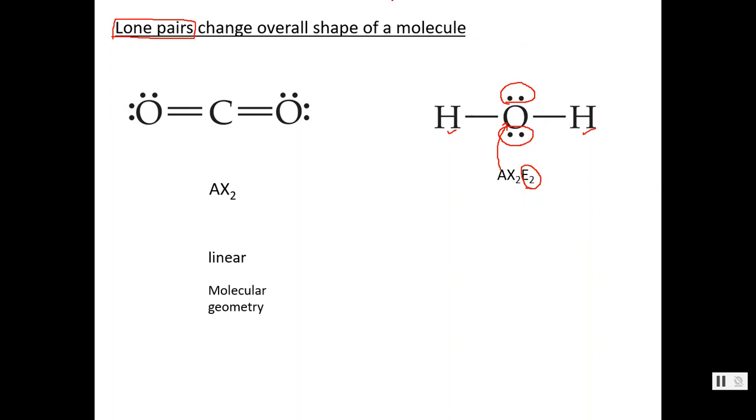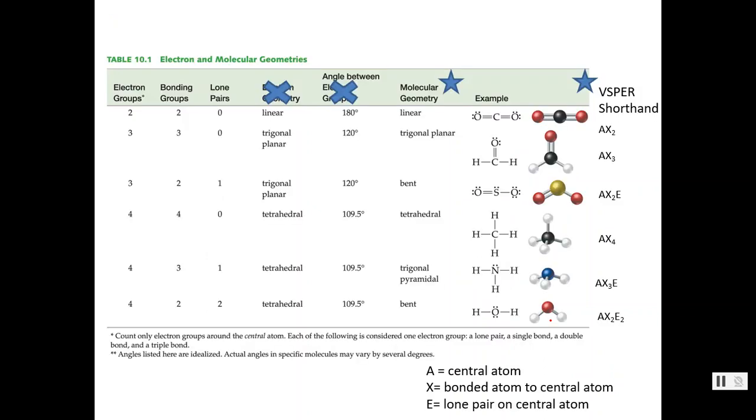So while carbon dioxide, as we said before, AX2, has a linear molecular geometry, those lone pairs change the shape of this molecule, to give anything that has an AX2E2 VSEPR notation a molecular geometry that is bent. So what I have said is sort of summarized on this chart, and I know this chart looks very busy. I'm going to try and simplify it for you to put it in perspective.